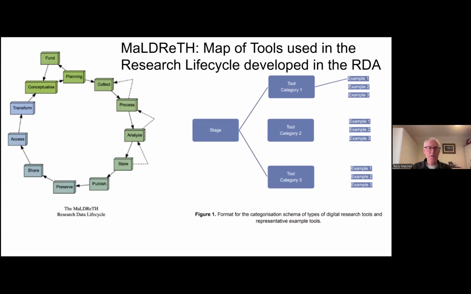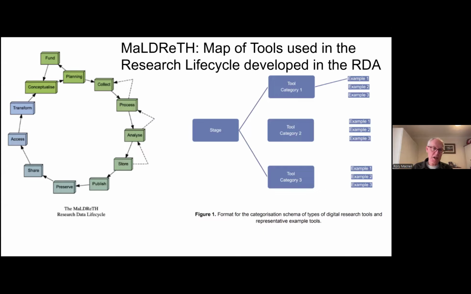If you look on the right side of this graphic, for each stage of the life cycle, so there's collect, process, etc., we then asked, what are some categories of tools which are commonly used in that stage? So as you'd expect, in the planning phase, data management planning tools are a category. In the sharing stage, repositories are a category.